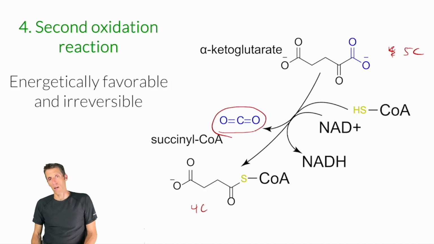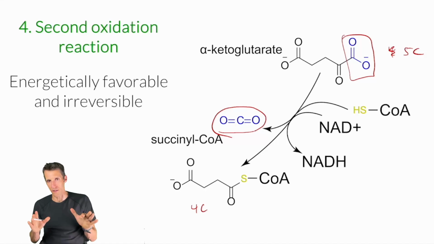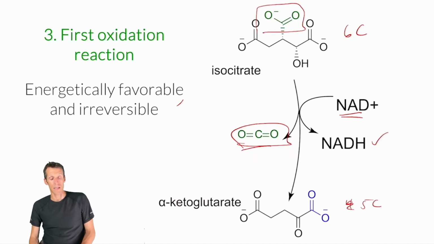We're going to take a carbon dioxide, we're going to kick it off of our alpha-ketoglutarate, so we're doing a decarboxylation reaction, and we're coupling that to the reduction of an NAD plus to NADH. So I'm going to step back a slide. That part looks exactly the same, right?